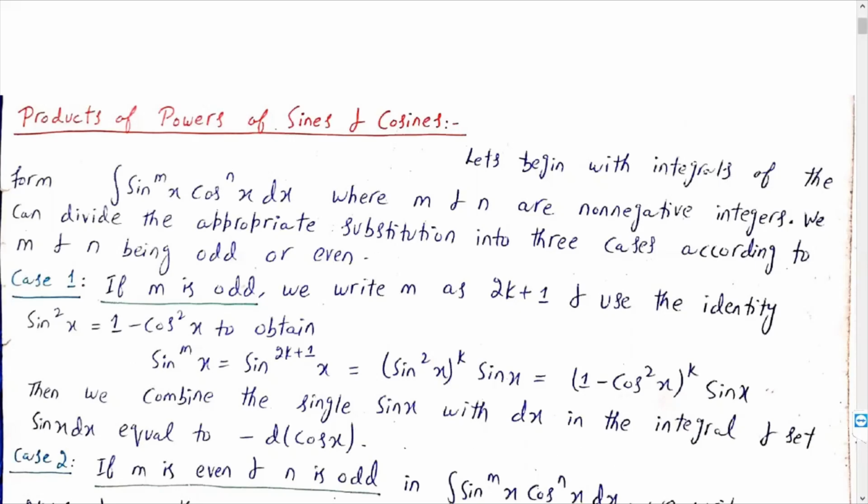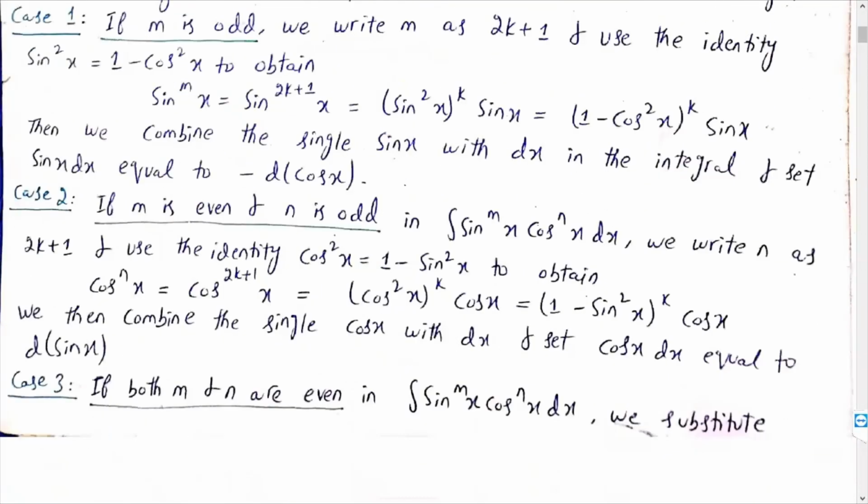Likewise, if m is even and n is odd, if the power of cos is odd, then we'll apply a similar simplification: expand our cos function as 1 minus sine squared, and then substitute u equals sine.